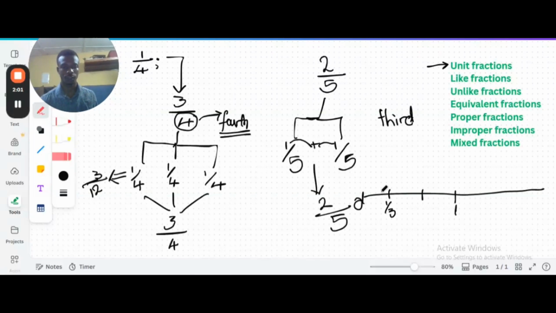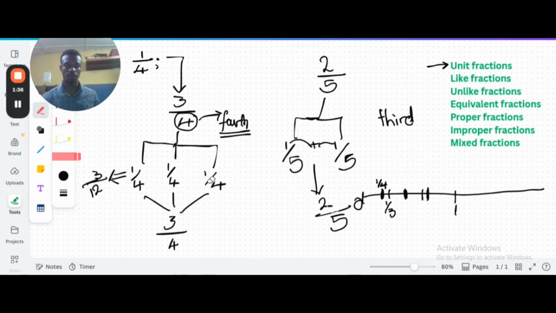What of 1/4? We divide this into 4 parts. Okay? 1, 2, 3, 4. This will represent 1/4.